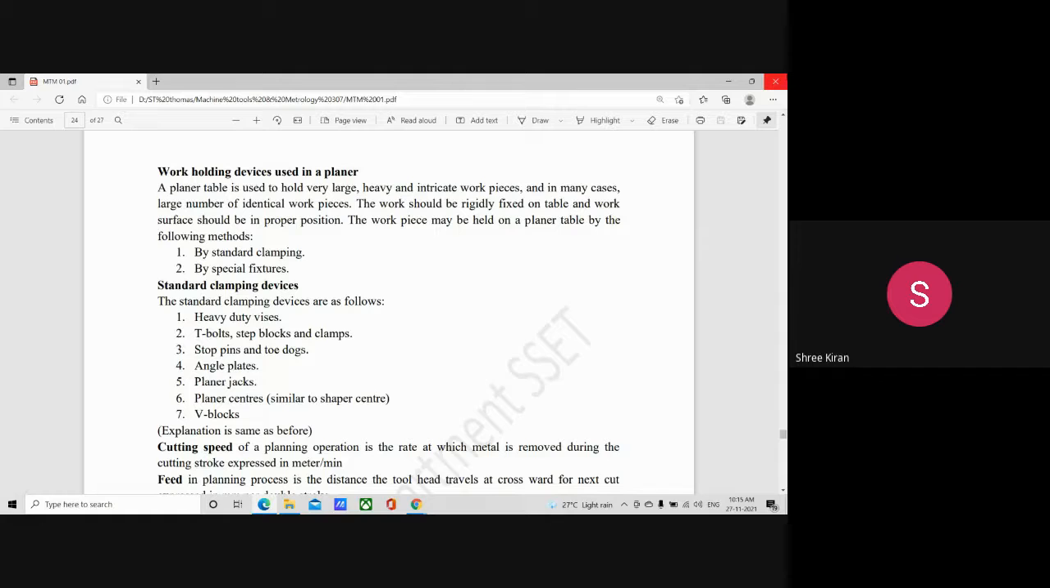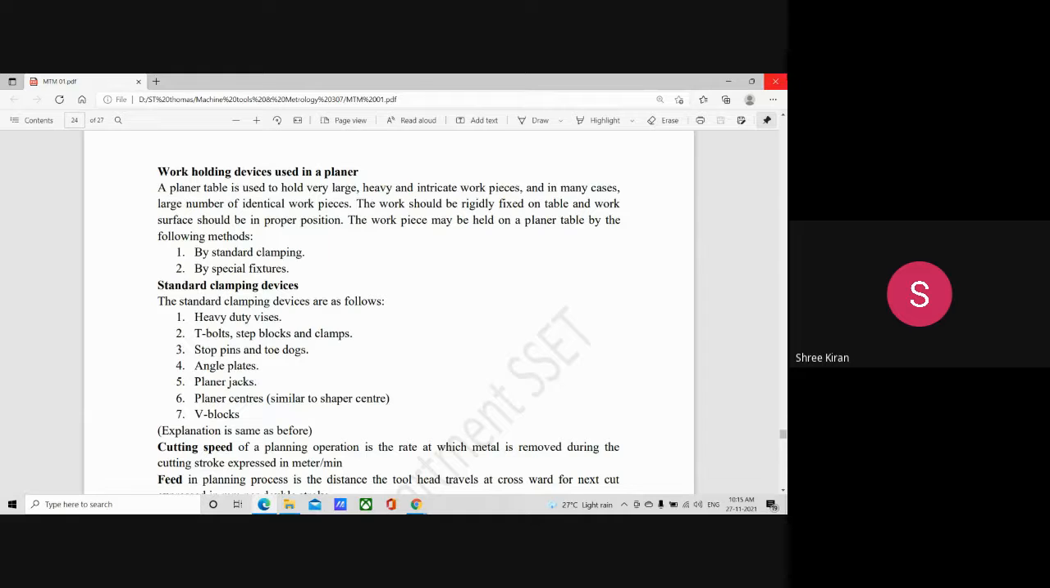Now, standard clamping devices. What are the standard clamping devices? According to the requirement, we can say heavy duty vices, which we can see in a workshop, T-bolts, step blocks and clamps, stop pins and toe dogs, angle plates, planer jacks, planer centers, and V blocks. We have told the same before itself.